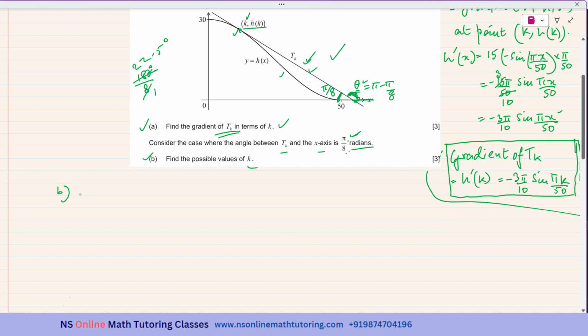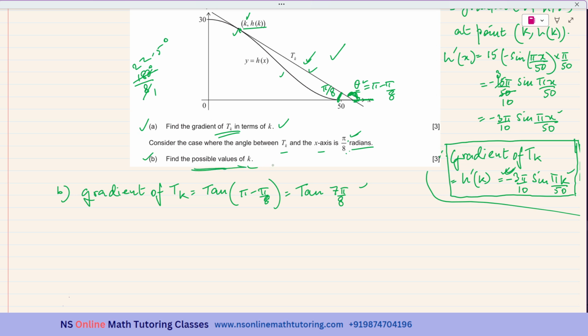Okay. So part B, gradient of tk is equal to tan of pi minus pi over 8, equal to tan 7 pi over 8. And we have also found the gradient of tk to be equal to this expression. So we can equate this expression to tan 7 pi over 8 to get the possible values of k. So therefore, k will be having more than one value. You have to read the question carefully.